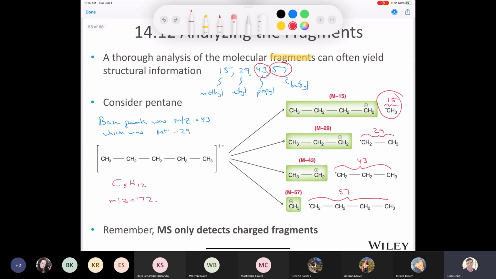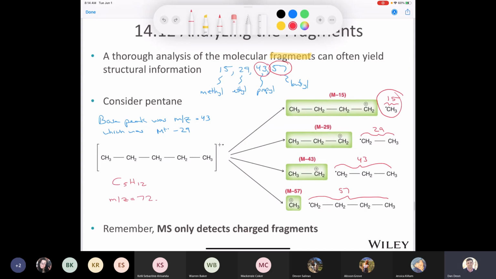If you lose 15, what do you have? You have 57 left over, right? You're going to detect 57, right? There's a difference between the number 57 and the number 15. Okay, so if you lose the butyl radical, then you see the charged methyl fragment, which has a mass over charge of 15. So these are common numbers.